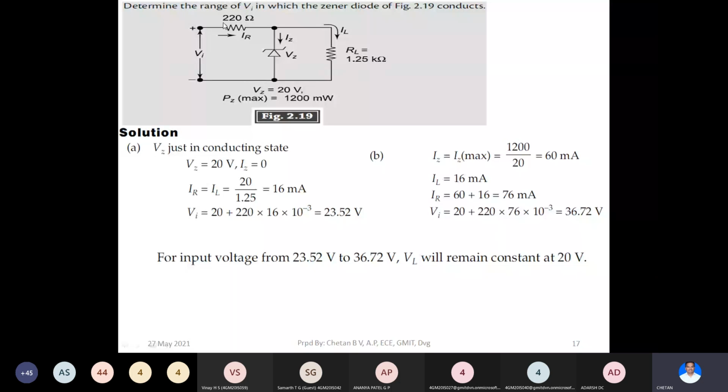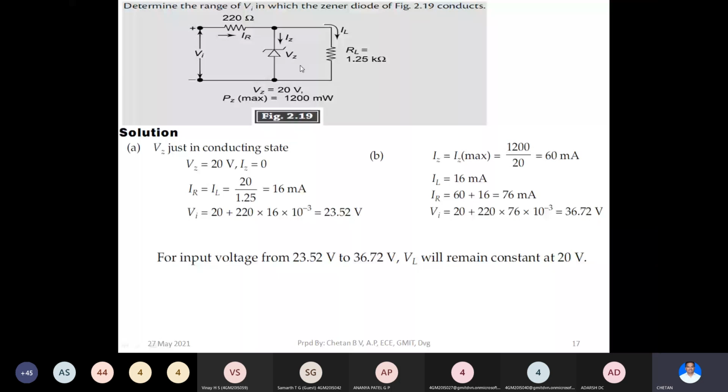Here the value of R, or forward resistance RS, or series resistance RS is 220 ohm. Then you have a load which is fixed to 1.25 kilo ohm. Then you have a VZ for this, that is, the reverse breakdown voltage of this Zener diode is 20 volt. The maximum power across this Zener diode is 1200 milliwatt. Right, so this is the data which is given. You have to find out the range of Vi.